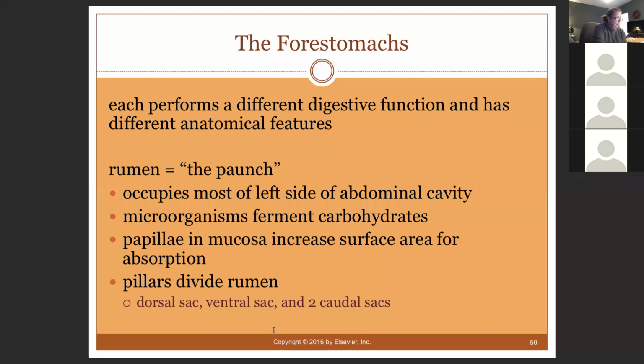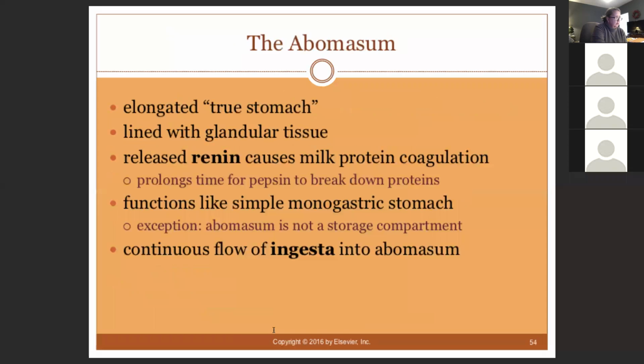The abomasum does have glandular tissue, but in the cow, food does not spend a large amount of time there. Ours can be storage, but in a cow it just passes through the abomasum. It does have a glandular component. The non-glandular portions are the rumen, reticulum, and omasum.